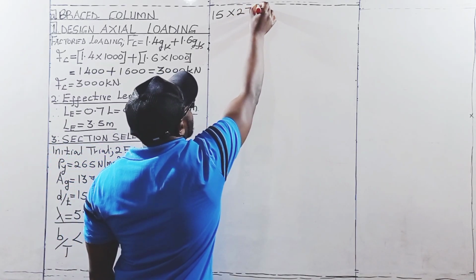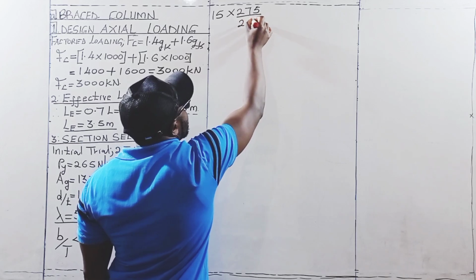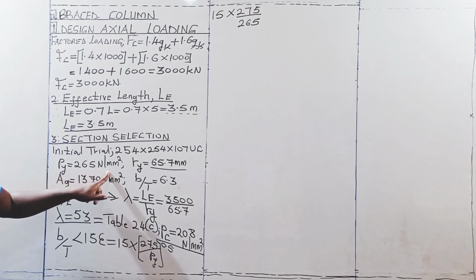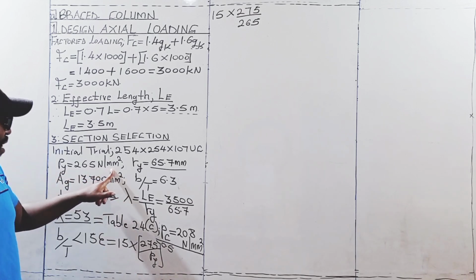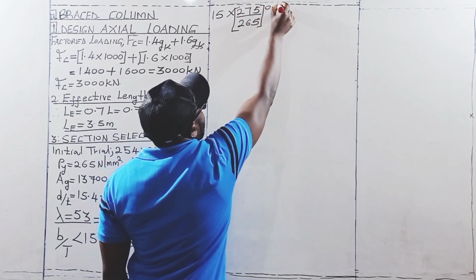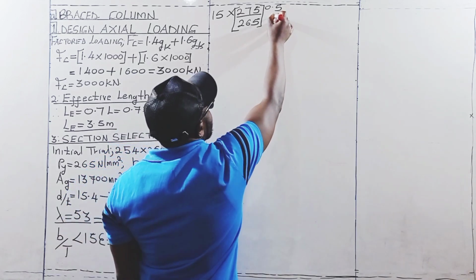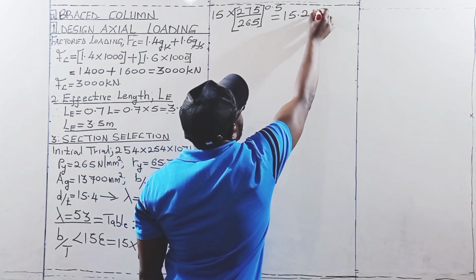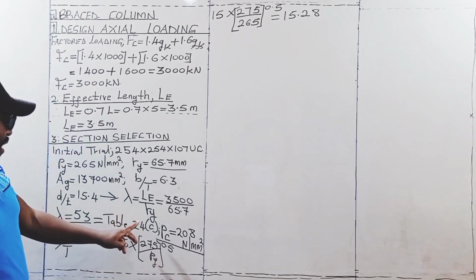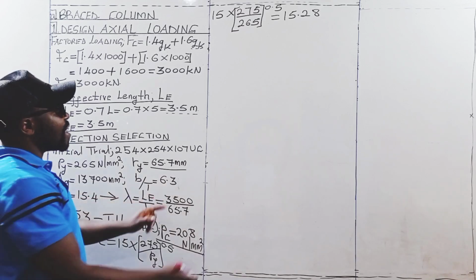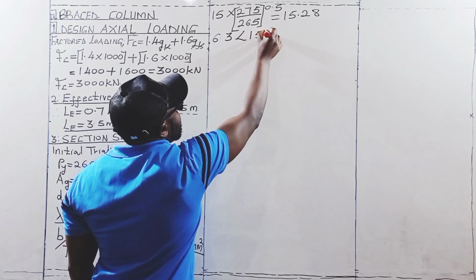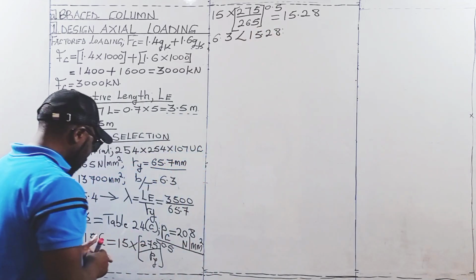275 divided by Py, which is 265. Py is the design strength of steel, which is 265. That's what we are working with. Then this one raised to the power of 0.5 is 15.28. So when we compare with B over T, we have it as 6.3. You find that 6.3 is actually less than 15.28.